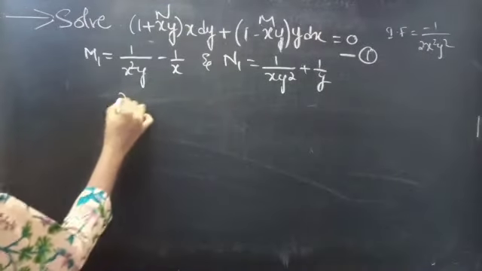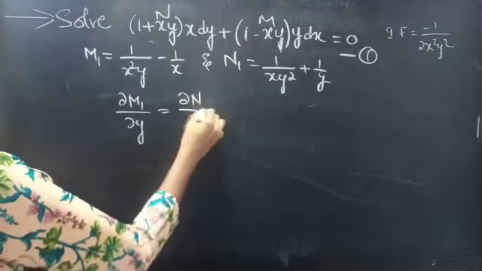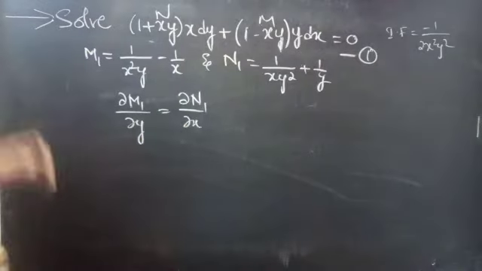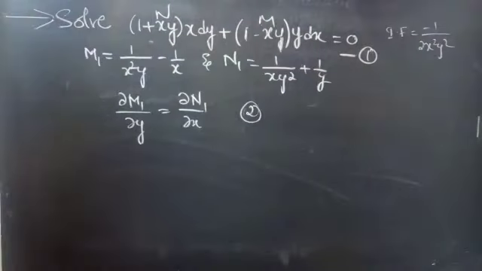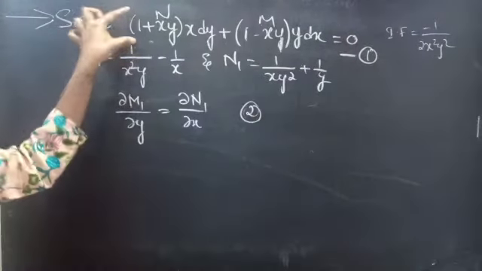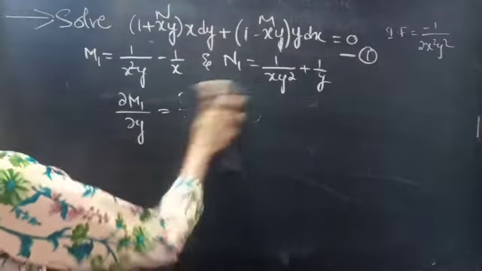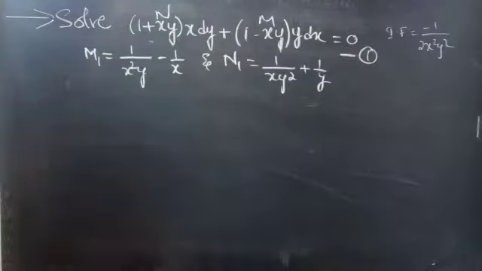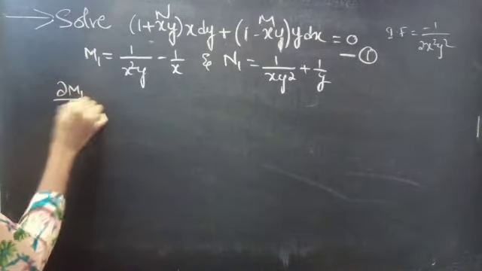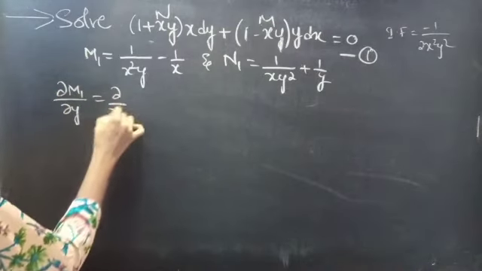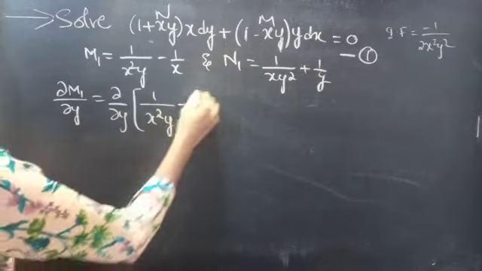If the partial derivative of M1 with respect to y is equal to the partial derivative of N1 with respect to x, then we can say that the reduced equation, that is equation 2, which is obtained by multiplying the integrating factor to the given equation, is an exact equation. Okay, so let's find the partial derivatives of M1 with respect to y and N1 with respect to x. First, we will find the partial derivative of M1 with respect to y, where M1 equals 1 by x square y minus 1 by x.